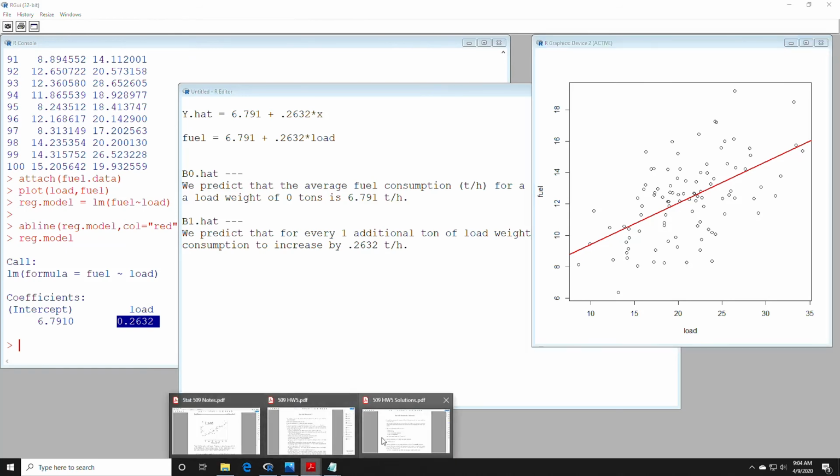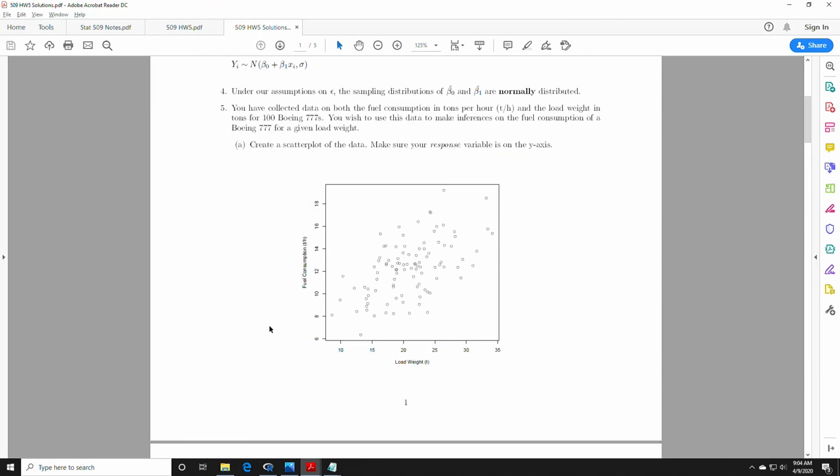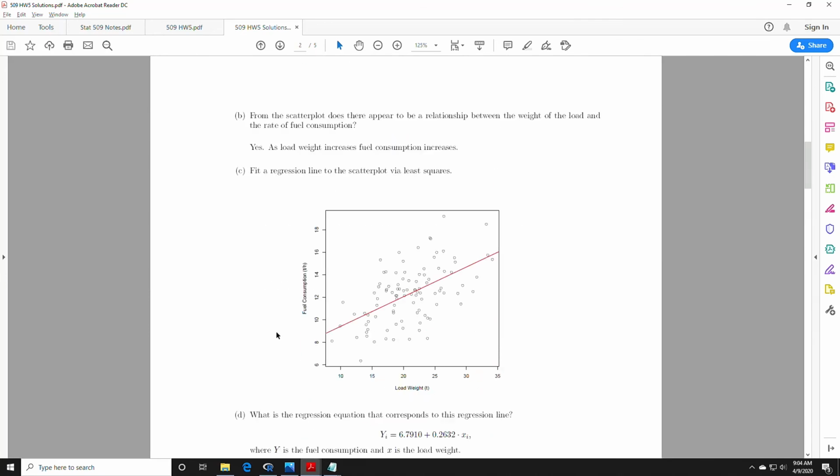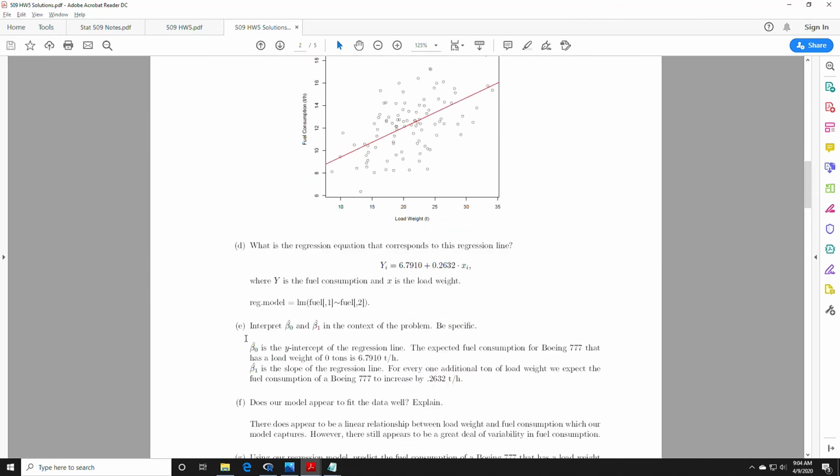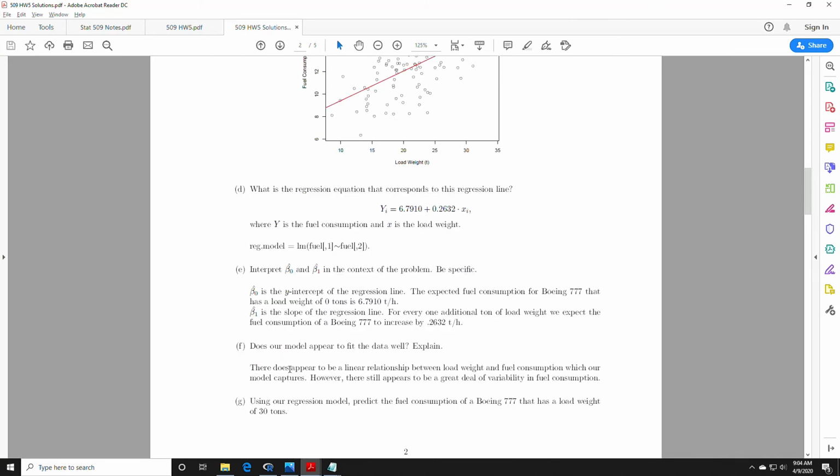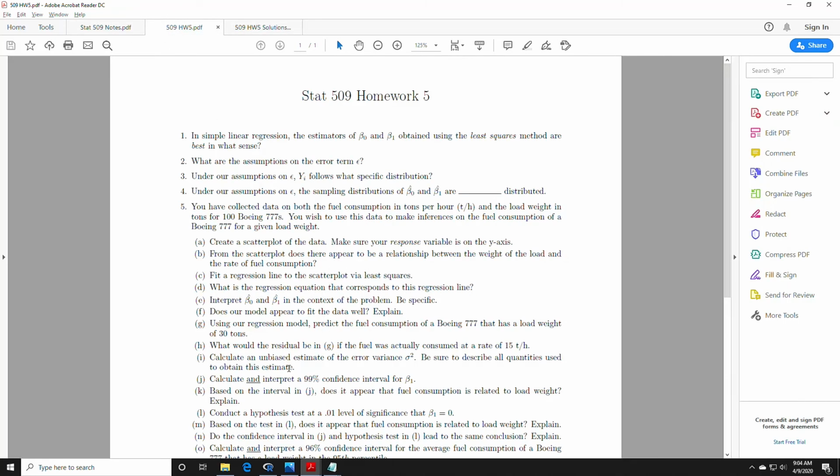And let's see what I have in the solutions here. I don't remember if I talked about R squared yet. Okay, no, so I'm not specific here yet.